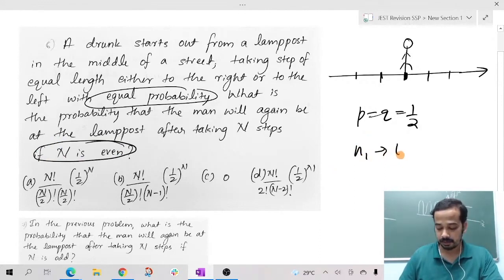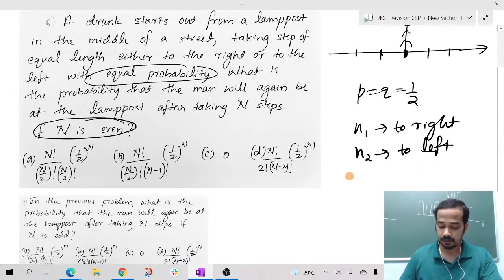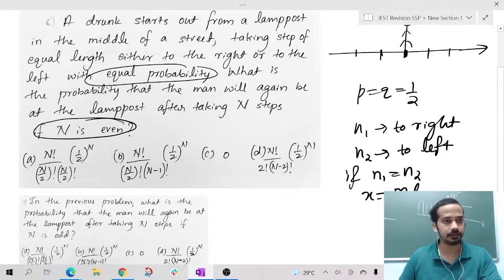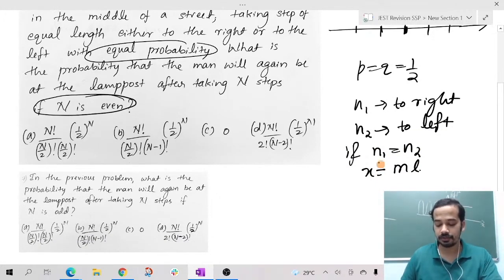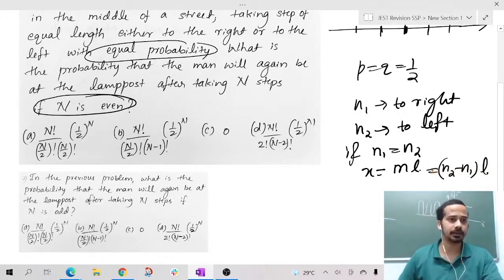n1 step to the right, n2 step to the left. Okay, if n1 is equal to n2, again your x will be, look at here, m into l. Do you remember l is the length of each step? M is nothing but the difference of n1 and n2. If there is no difference of n1 and n2, isn't it? n2 minus n1 into l, am I right? If this is 0, this will be 0. That means he will come back at the same point.